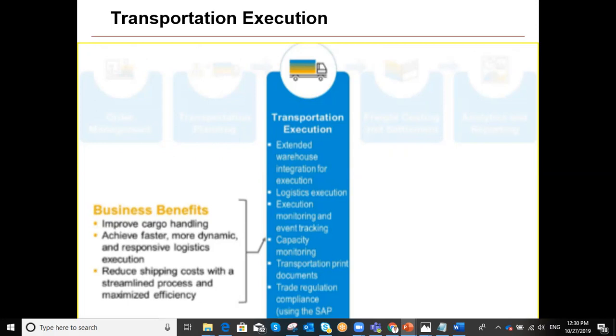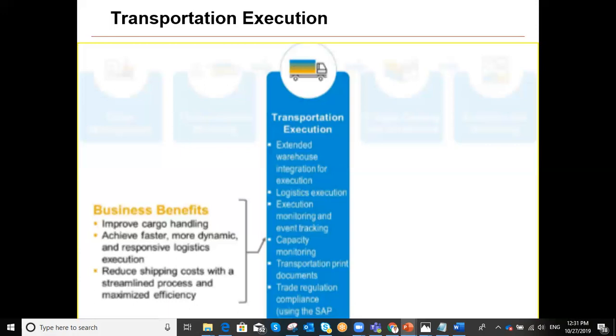Good. Now, what are the business benefits and profits we are getting? What are the advantages of transportation executions? We are improving the carrier handling and cargo handling, including cargo for flights and air. And we are achieving faster, more dynamic and responsive logistic executions because of the automation of the planning and order management. The impact of transportation planning and order management is directly on the transportation executions. Because of the automated process, we have a faster, rapidly growing and responsive logistic execution process.